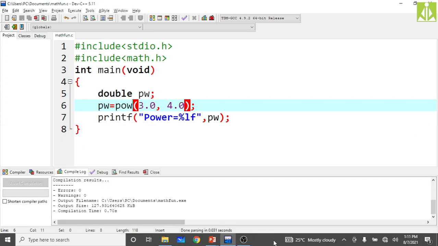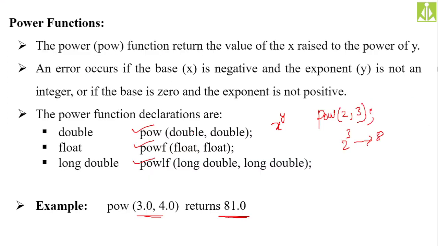Hopefully you understood. So this is about the power function. How it operates is very easy because all these functions are not new to you.